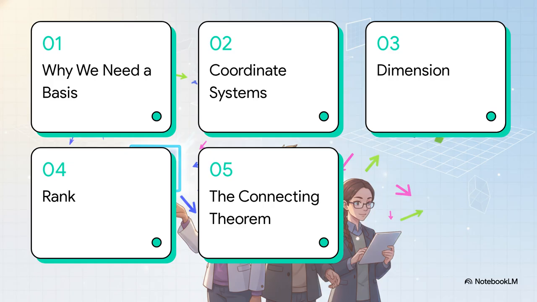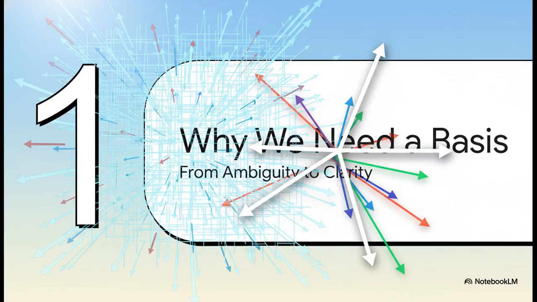To get that one-of-a-kind description, it turns out that just having a set of vectors that can span the space isn't quite good enough. Yeah, it can build every vector, but it might give you multiple ways to do it, which is messy. What we really need is something called an al-asas, or a basis. A basis is so crucial because it guarantees that every single vector has one and only one unique description. It's what takes us from total ambiguity to perfect clarity.